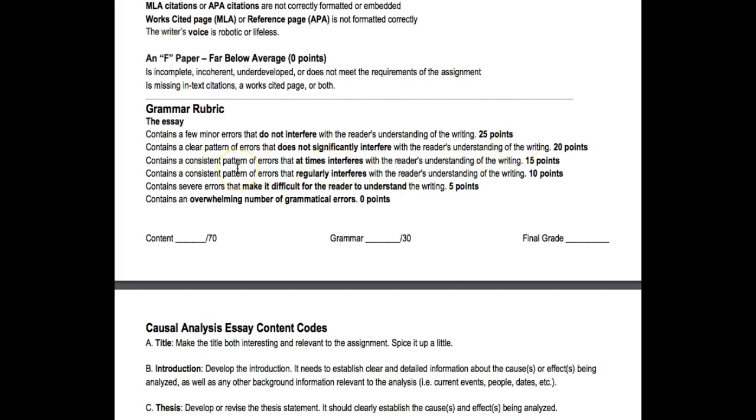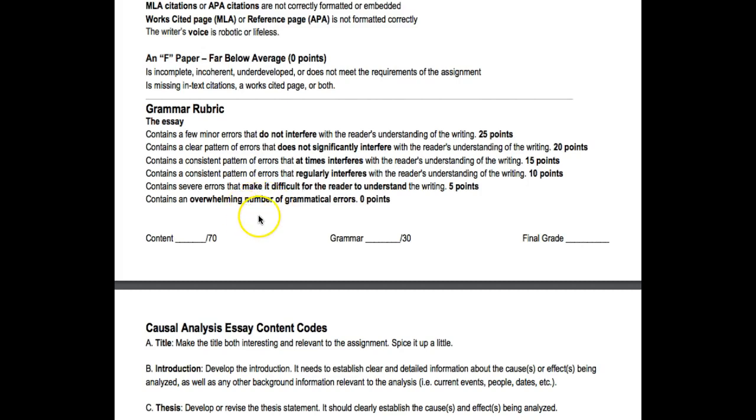If it contains a clear pattern of errors that does not significantly interfere, it's 20 points. If it contains a consistent pattern of errors that at times interferes with the reader's understanding, it's 15. If I see a consistent pattern that regularly interferes with my understanding of the writing, it's 10 points. And then when we get down to 5 points, that means that I'm seeing severe errors that make it very difficult for me to understand the writing.